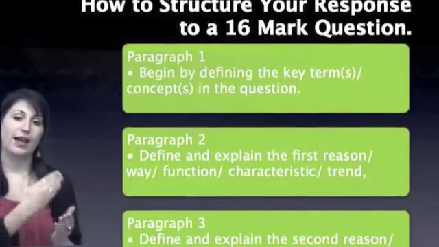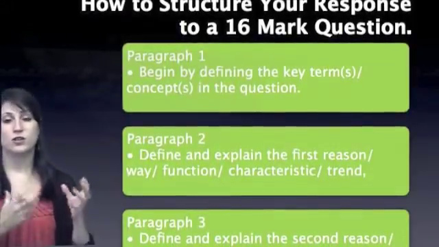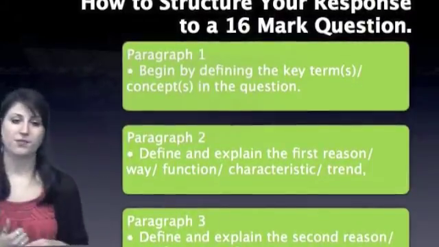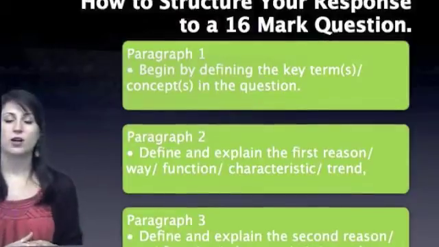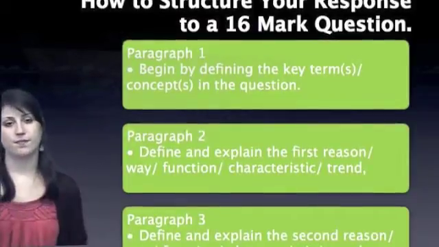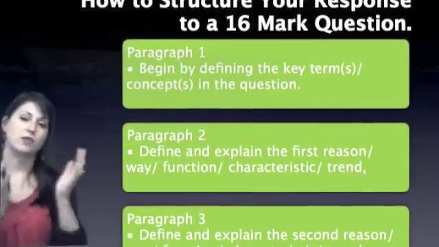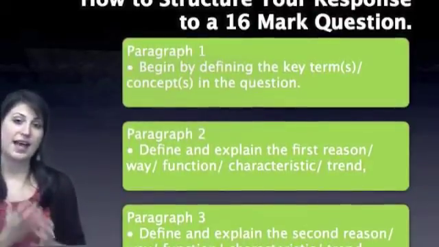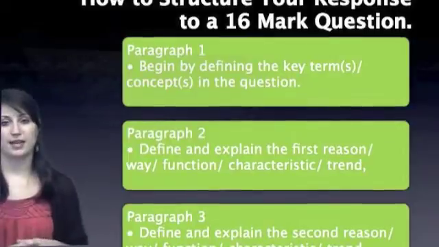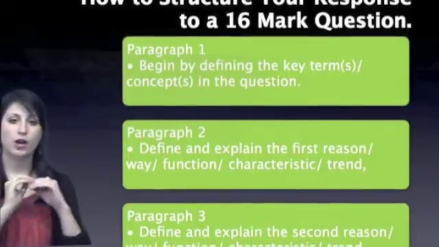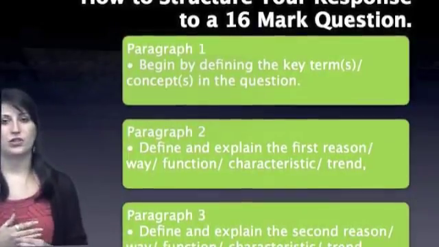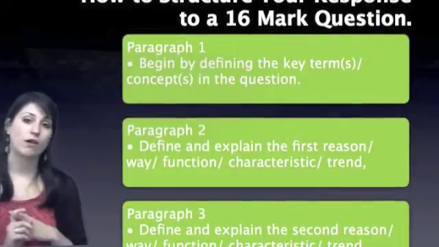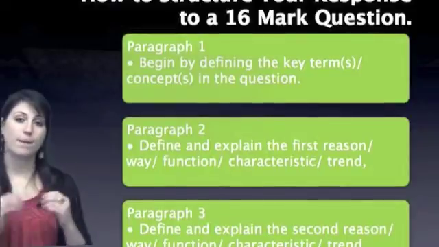Okay, paragraph 2, this is where you give your first reason, your way, your function, your characteristic or trend. You define it and then you go on to explain it using sociological evidence. Your second paragraph, you do the same, but this time you give a second reason, way, function, characteristic or trend, and you use sociological evidence again to support what you are saying. There is no conclusion for this question. In writing one, you are wasting time and you're not gaining any extra marks, so make sure you don't do that.